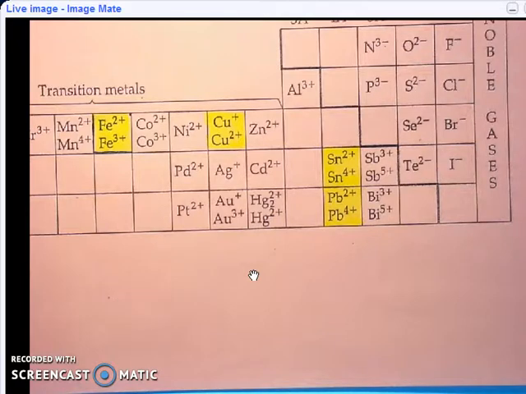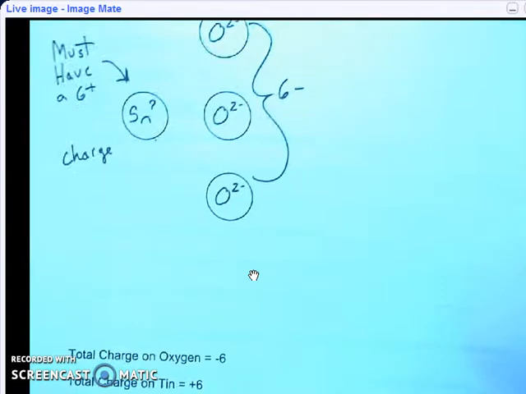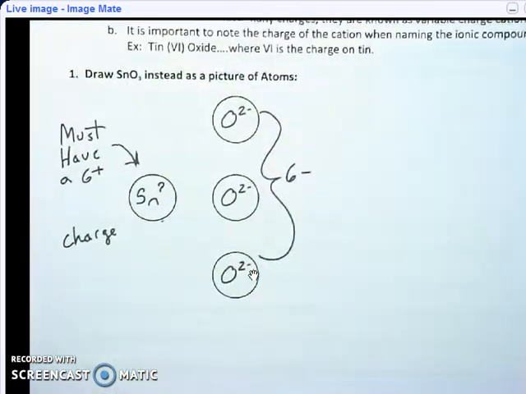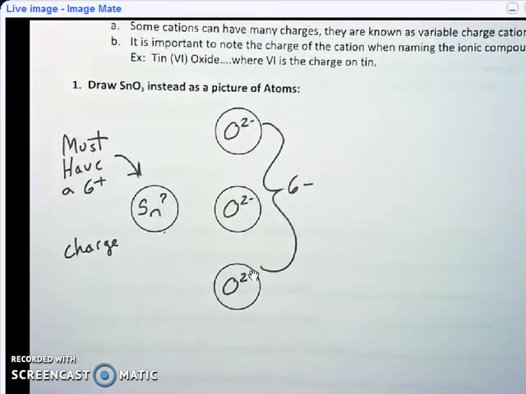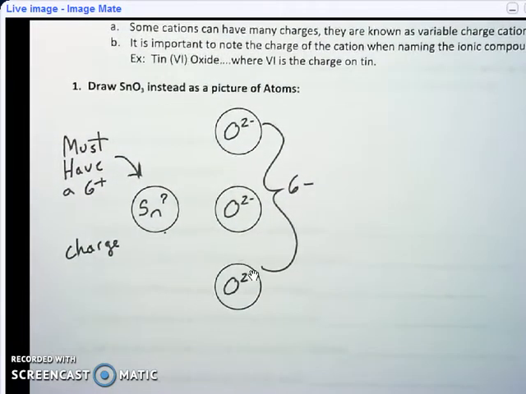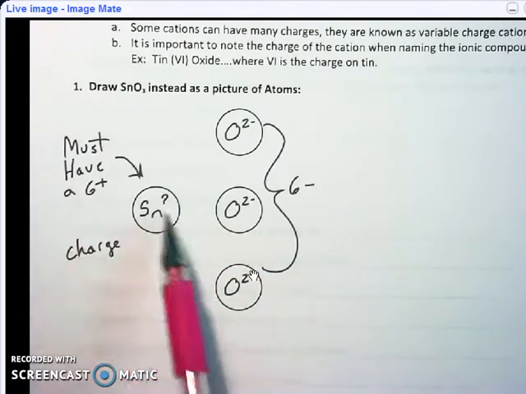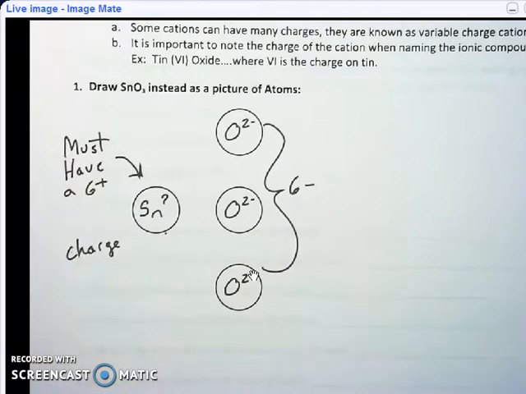Okay, so why do we really care or whatever? So what we have to do in these that have more than 1 charge is we're going to have to figure out what that charge might have to be. So you already have an example. They give you an example where tin has a +6 charge. Okay, I'm not sure where they got that from, but that's what they're trying to show you.